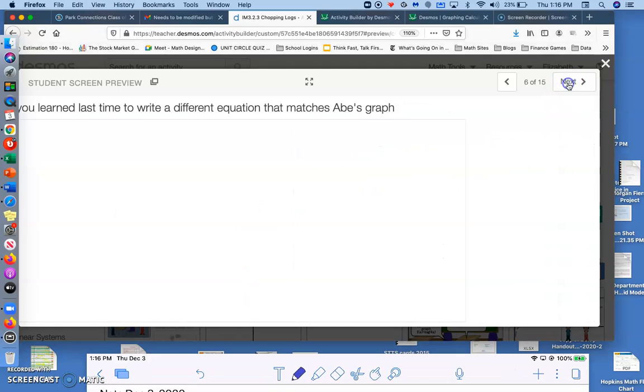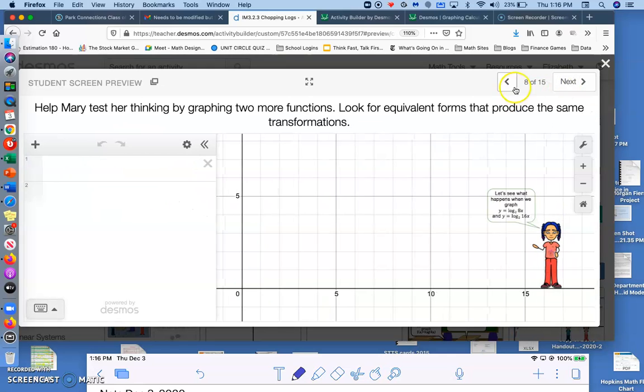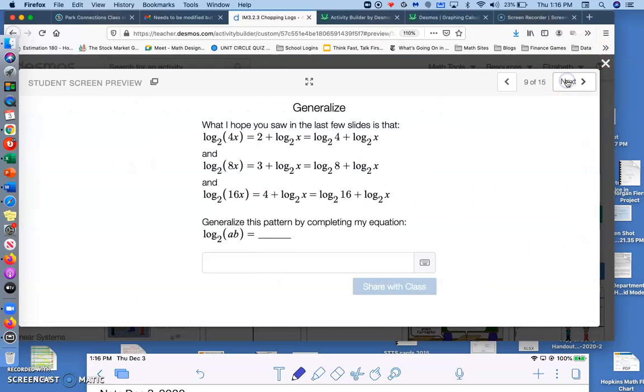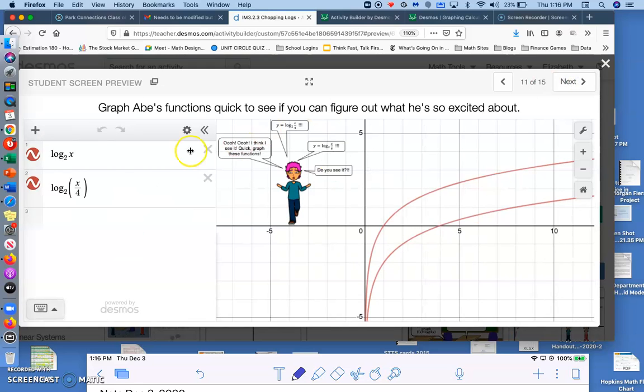Let's take a look at the next one. What if we take a look at one where it is division? If we start with log base 2 of x, I'm going to change the color here and make that a blue line.